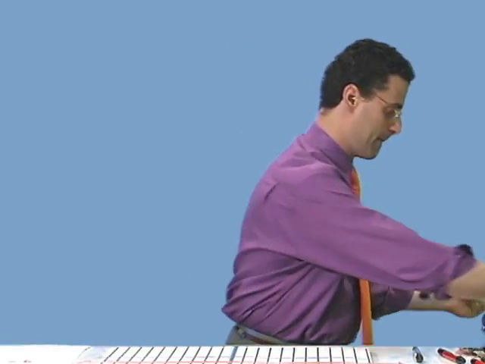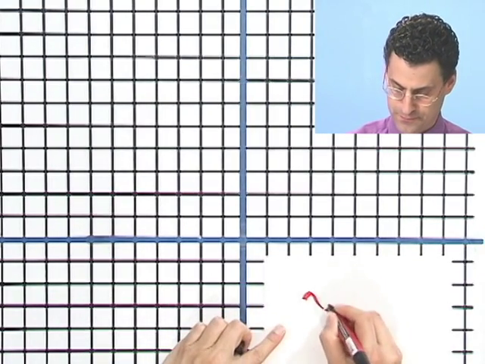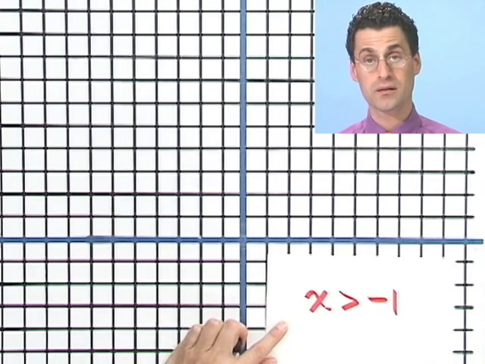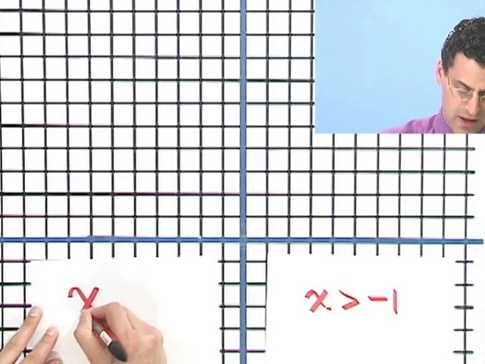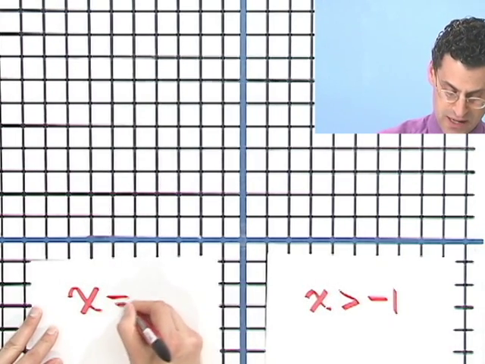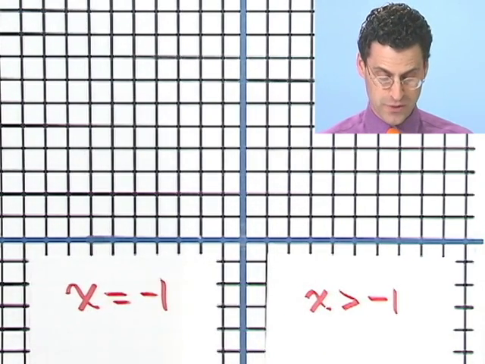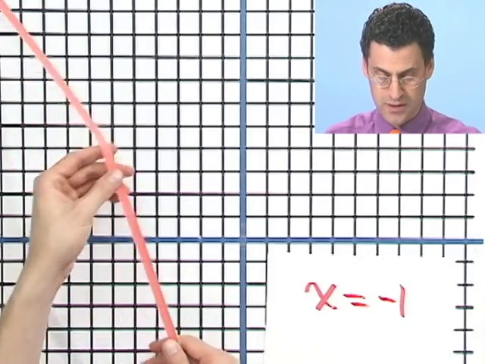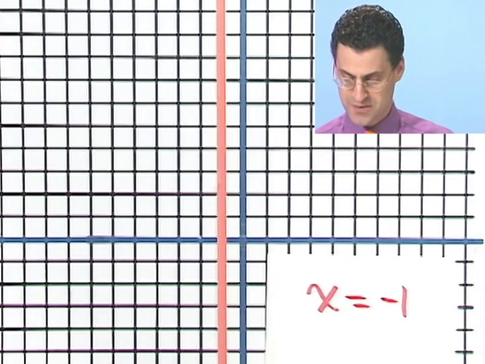Suppose we want to graph x is greater than minus 1. How would I do that? Well, step 1 would be first just to graph the line, so replace the inequality just by an equality. And then we know what that is. That's going to be a vertical line. It's going to go through minus 1, the x. So it looks just like this. That's the graph of x equals minus 1.